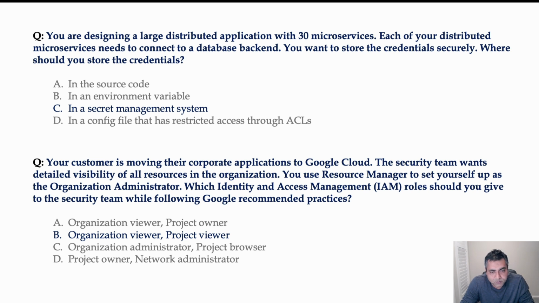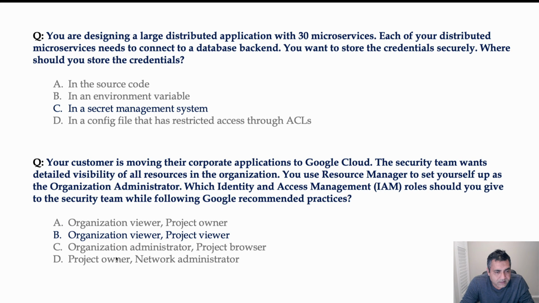B, Organization viewer, project viewer. This is ideally the best roles from the security team point of view, because they just need to be able to look at the details. So B is definitely correct, because organization viewer grants the security team permissions to view the organization's display name. Project viewer grants the security team permissions to see the resources within the projects.